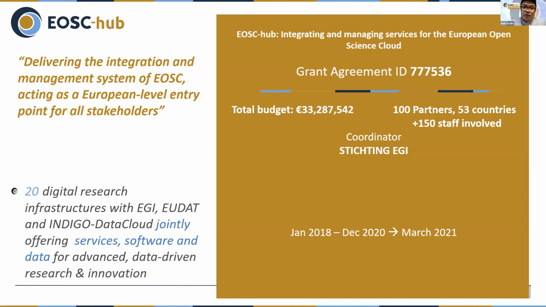We have a budget of over 30 million euros, and it's a humongous project with over 100 partners, 53 countries, and more than 150 staff involved. This is coordinated by EGI and is expected to last until March 2021 with the extension. At present, the project represents 20 digital infrastructures and is driven by EGI, EUDAT, and Indigo Data Cloud, jointly offering services, software, and data for advanced data-driven research and innovation.